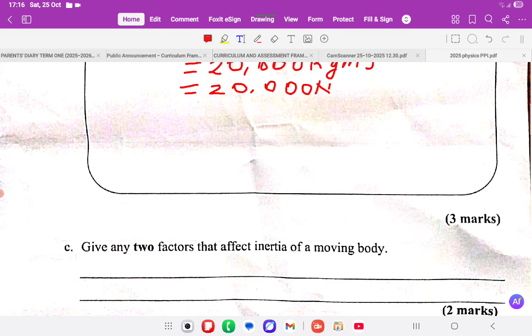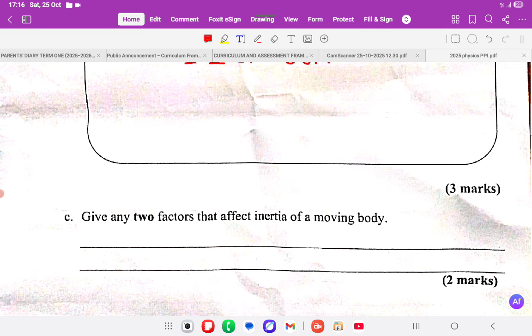We're moving on to part C. Part C is asking us to give any two factors that affect the inertia of a moving body. First of all, you need to understand what inertia is. Remember, inertia is the tendency of a body to resist change in its state of motion.